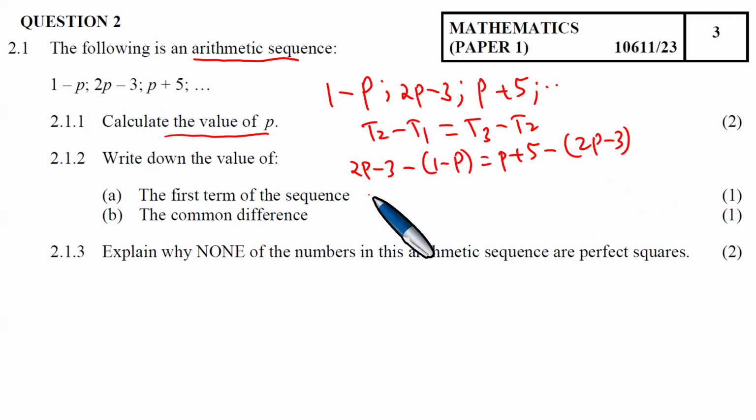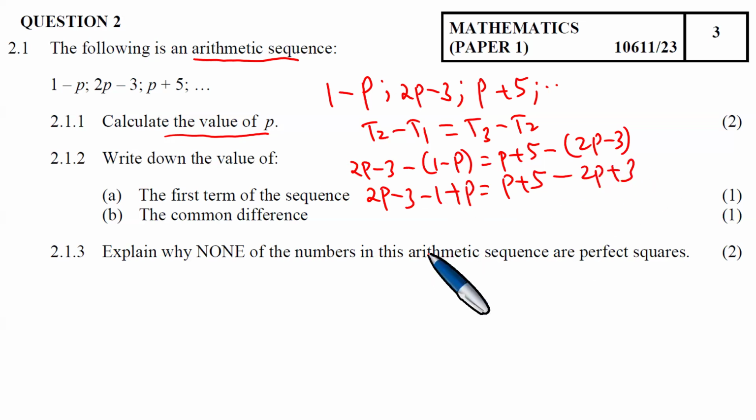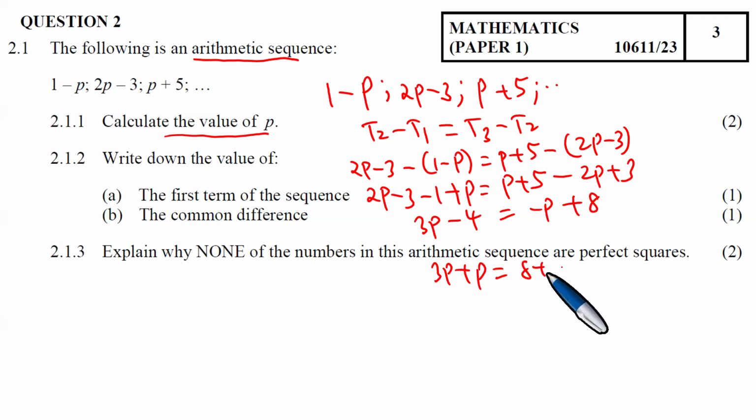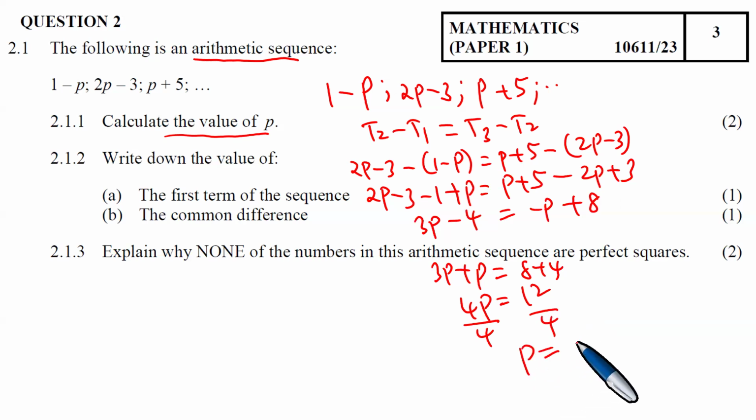T2 is 2p minus 3, and this is 2p minus 3 minus 1 plus p, and then you have p plus 5 minus 2p plus 3. You collect like terms together, which means 2p together with p gives us exactly 3p, minus 3 minus 1 is minus 4, p minus 2p is minus p, 5 plus 3 is exactly 8. Then 3p plus p is equal to 8 plus 4. 3p plus p is 4p, 8 plus 4 is 12. You divide by 4 on both sides, getting p is equal to 3. So p equals 3. Where's the question?